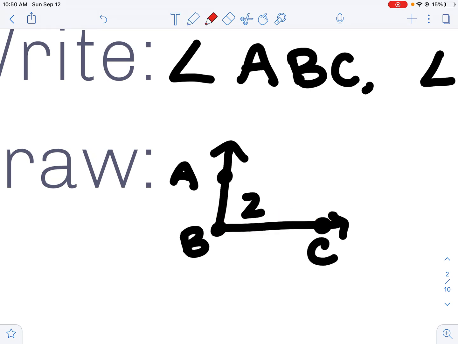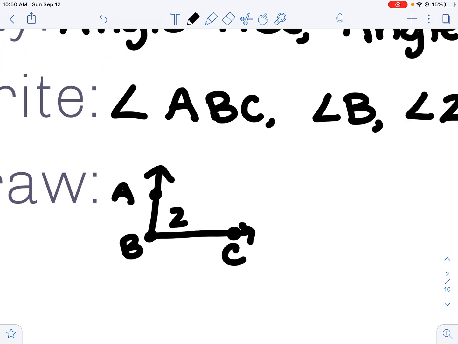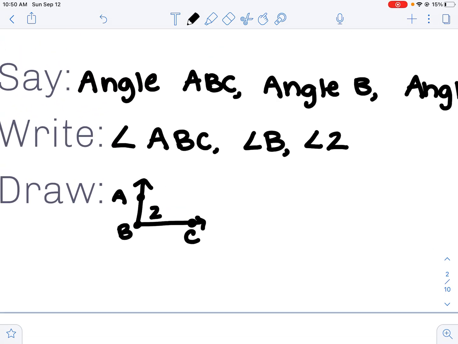I can also use a number to name an angle if that number is in my picture. If I'm working on a piece of paper, I can write it in my picture. If I'm working on a PDF that I'm going to turn in, I can write it there as well. If I'm working on something that isn't one of those two and I can't add it to my picture, then I'm going to choose to use letters. And I also can use just the vertex letter if there's only one angle B. So in this picture, there's only one angle B.